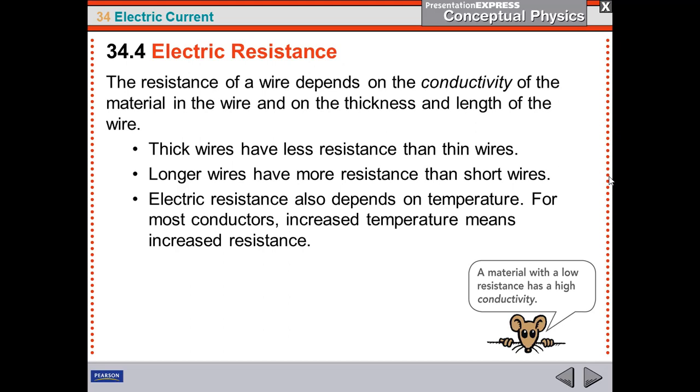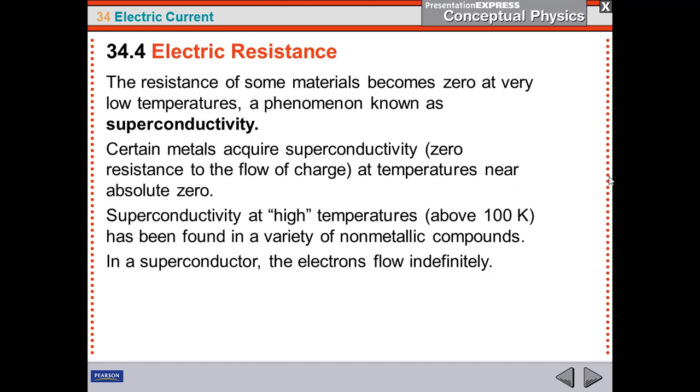Electric resistance also depends on temperature. For most conductors, increased temperature means increased resistance. Electric resistance can actually be changed, or completely avoided, if you cool a material to a very low temperature, a phenomenon known as superconductivity. Certain metals acquire superconductivity, meaning zero resistance to the flow of charge, at temperatures near absolute zero.